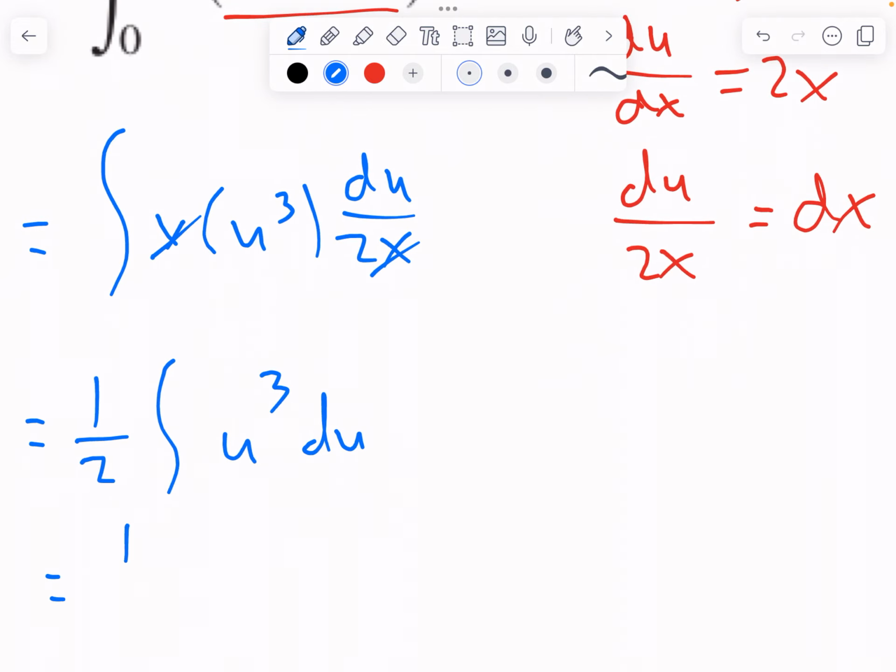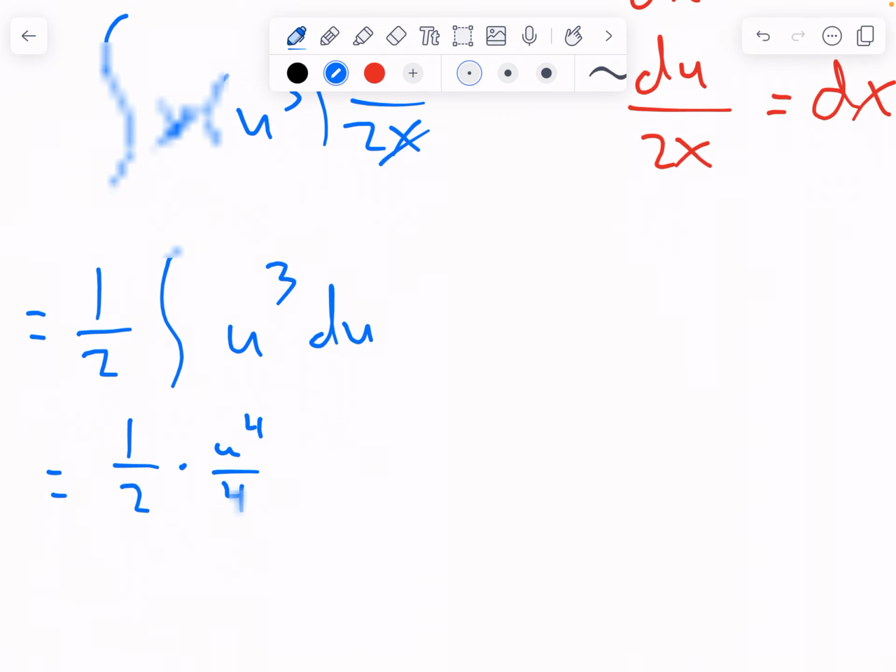We now find an antiderivative for u cubed. That would be u to the fourth over 4. And remember, with definite integrals, we do not add that plus C, because when we go through the process of evaluating and doing our subtraction step, they would cancel out anyway. So we have here 1/8 u to the fourth.